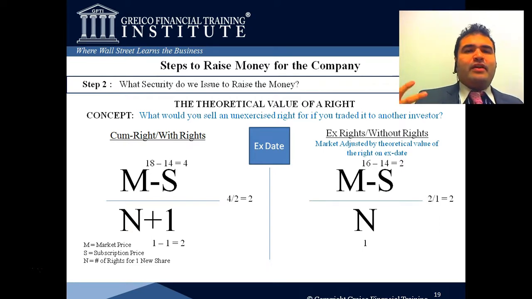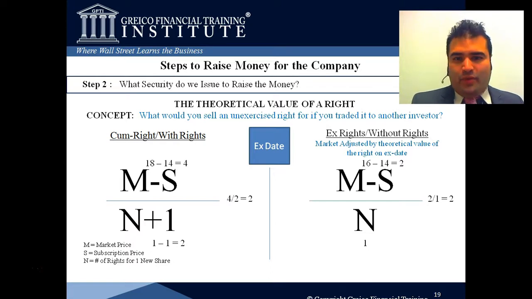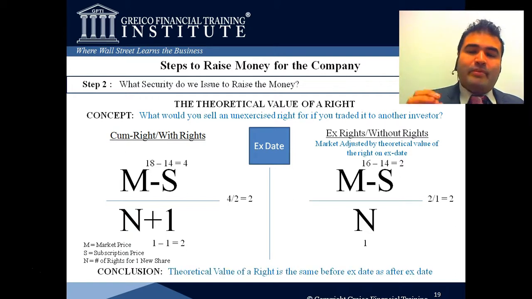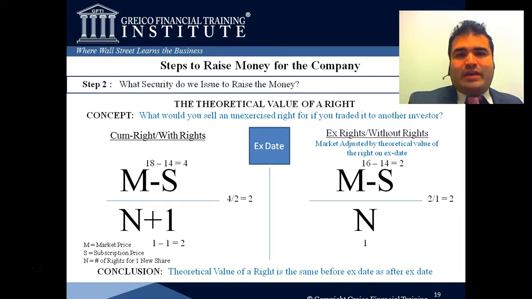Point being, the rights are worth what they're worth. They're worth essentially the discount they give you off the market price, and that doesn't change whether it's before or after the X date. The formula does, because the circumstances changed, but the value should still end up being the same. So bottom line, the theoretical value of a right is the same before or after the X date.